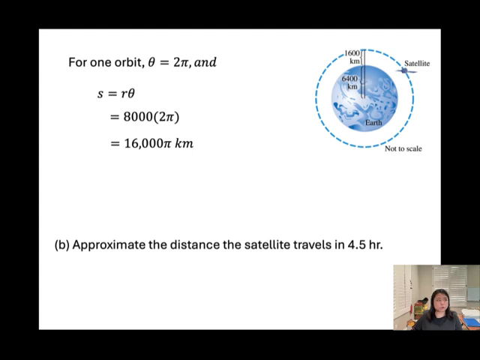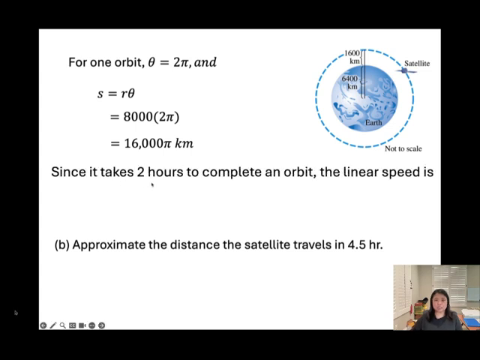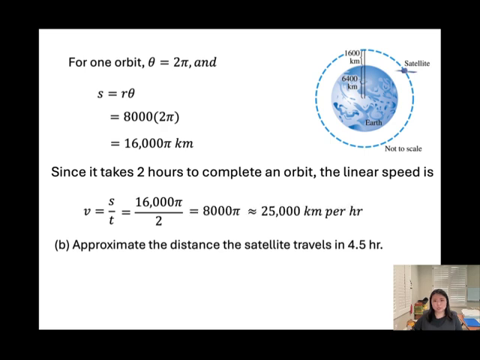Now we find the linear speed, V equal to S over T. It takes 2 hours to complete, so V is equal to 16,000 pi over 2, which is 8,000 pi. It's about 25,000 kilometers per hour. So in 1 hour the linear speed will be about 25,000 kilometers.